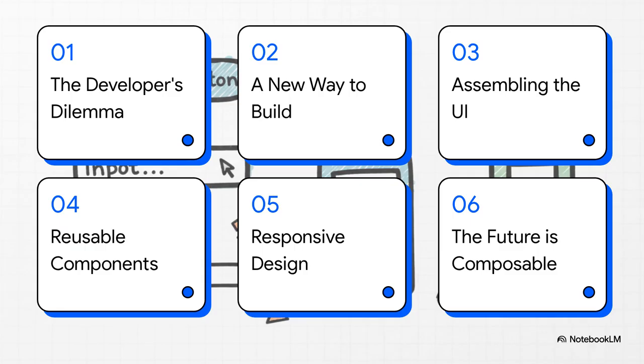So here's what we're going to cover. First, we'll talk about that classic developer's dilemma. Then we'll see how shadcn/UI flips the script, from putting together UI in minutes to making it look great on any screen. And finally, we'll look at why this whole composable approach might just be the future.